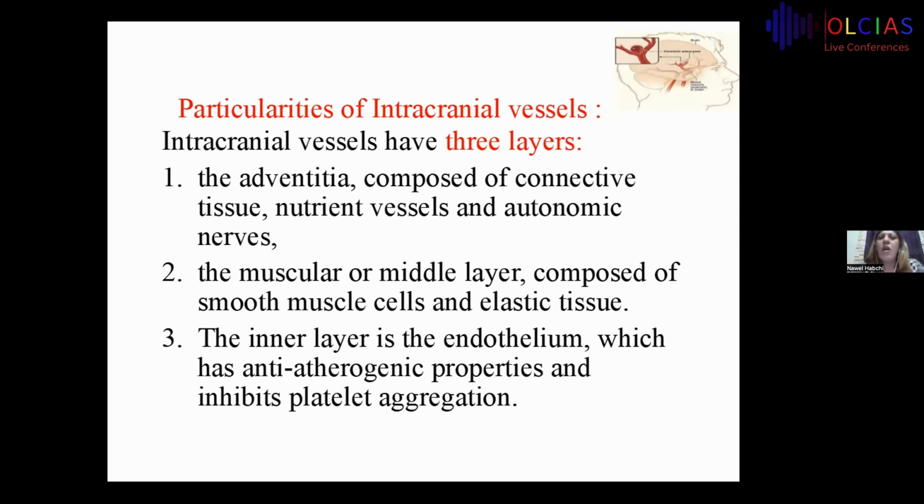So you may ask the question, why are you showing this particularity of intracranial vessels? The answer is because in the second part of our conference, we will show you that the ruptured aneurysm is characterized by no smooth muscle cells, or we have fewer smooth muscle cells. So you must remember that these smooth muscle cells are located in the muscular layer, in the middle layer of the vessel.